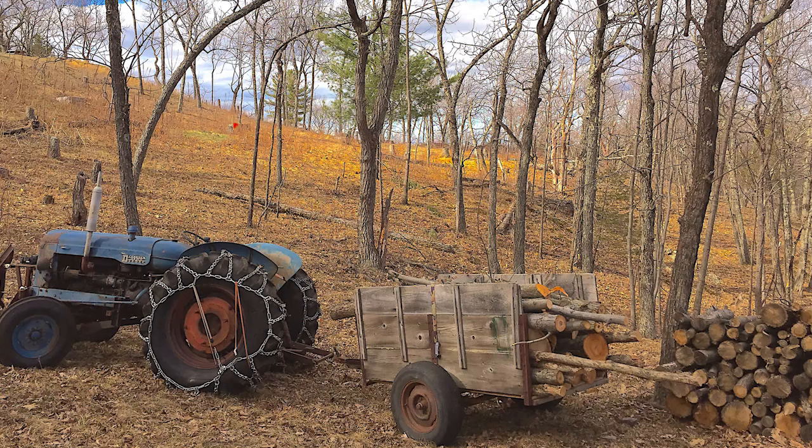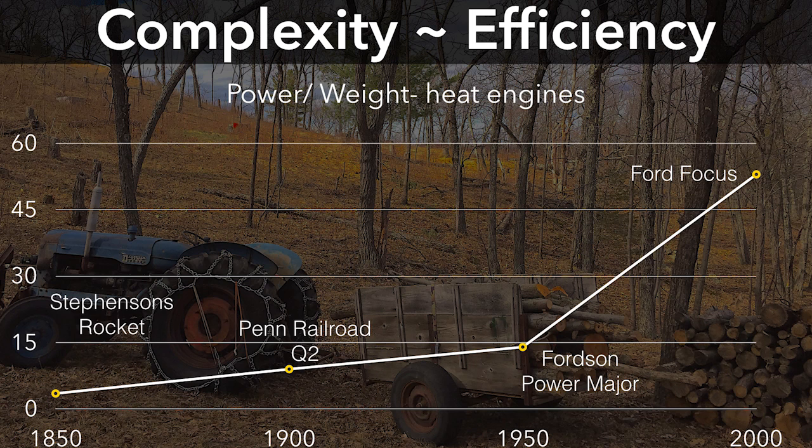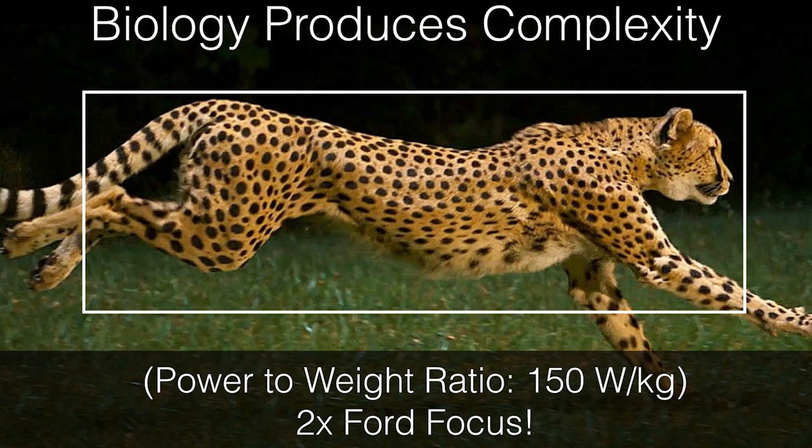And if you look at heat engines over time, they really demonstrate how adding complexity to materials can increase efficiency. So you start in the 1850s with a steam engine, you move through railroad engines, you move into the Fordson Power Major, right? But if you look at a biological system like this cheetah, you'll find out you actually have a higher power to weight ratio than any of those engines I showed you over the last 150 years of heat engine development. And that's because biology inherently produces complexity.